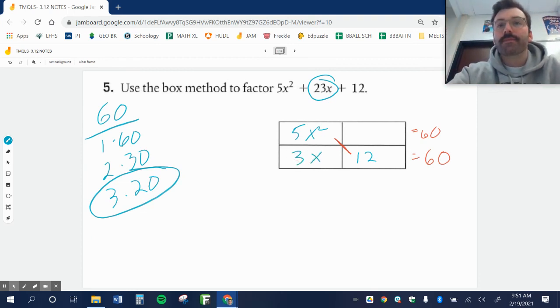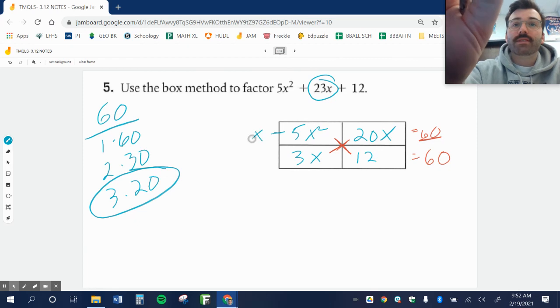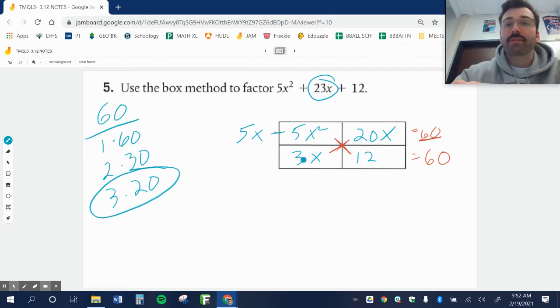So I have 3x and 20x. Again, writing out the factors, especially when we're doing this part, is very, very helpful. I can see that 3 times 20 is 60. So now I want to find the GCF of this row. I have 5x squared and 20x. My greatest common factor is 5x. I have 3x and 12. My GCF is 3. If I look vertically, 5x squared and 3x, x. And if I look vertically again, 20x and 12, I get 4.